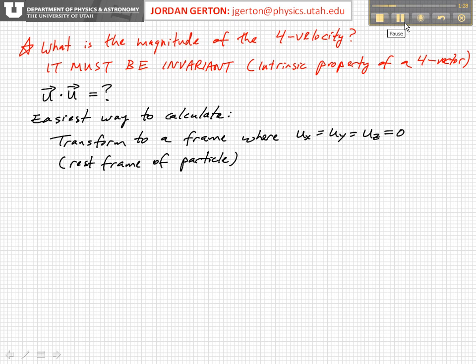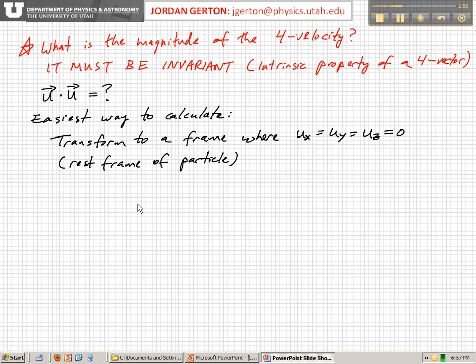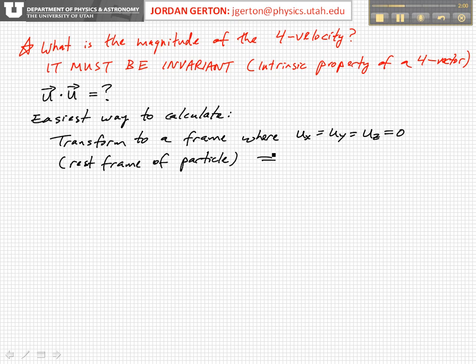Okay, so the easiest and maybe most elegant way to compute this is to transform from a general reference frame where the particle is moving with some velocity u, into a reference frame where the particle is at rest. In other words, find the rest frame of the particle. And in this case, ux is equal to uy is equal to uz equals 0, obviously, and also gamma, which we define to be 1 over the square root of 1 minus u squared over c squared, is going to be equal to 1, because u will be equal to 0.